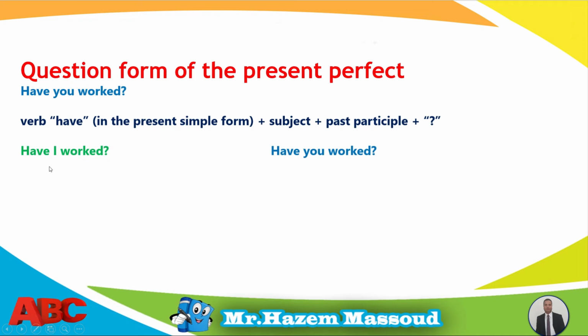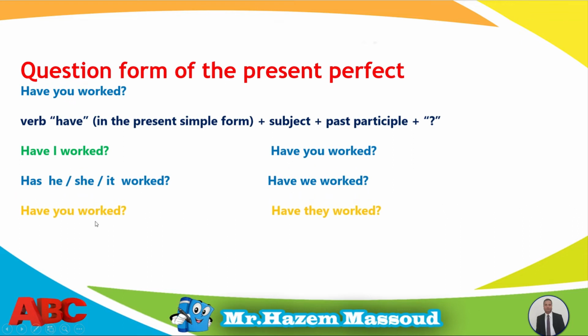For example, have I worked? Have you worked? Has he, she, it worked? Have we worked? Have you worked? Have they worked? So, to form the present perfect question, I start the sentence with the verb to have in the present simple, have or has, plus the subject plus the past participle, and don't forget to put the question mark.